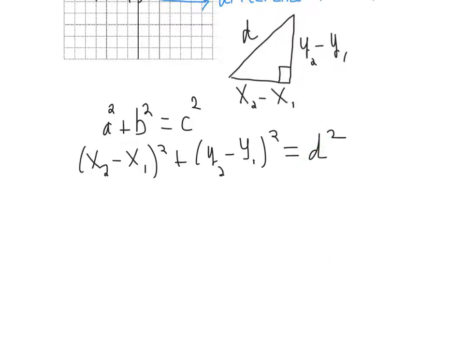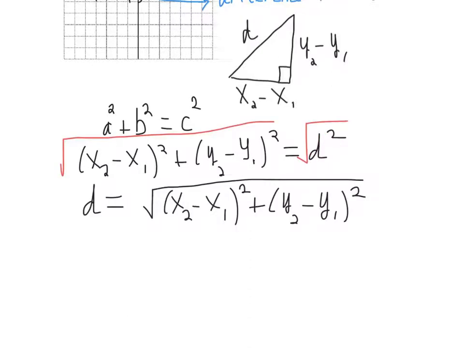So to solve this for d, because we're trying to solve for the distance, we have to square root both sides. So here we square rooted both sides, which leaves us with d equals the square root of x sub 2 minus x sub 1 squared plus y sub 2 minus y sub 1 squared. This is the general formula for how to find the distance between any 2 points.